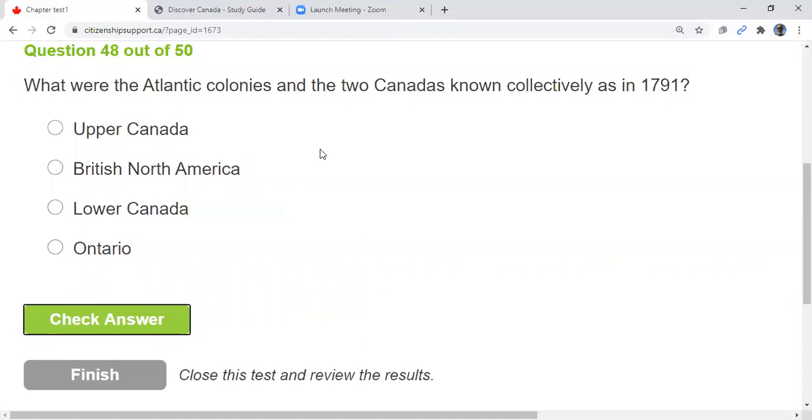And then, okay, this is the same question, a different way to say it. This is for Rashida, please. What were the Atlantic colonies and the two Canadas known collectively as in 1791? Is it British North America? Very good. So the Atlantic colonies and the two Canadas, Upper and Lower Canada, known as British North America. Good.